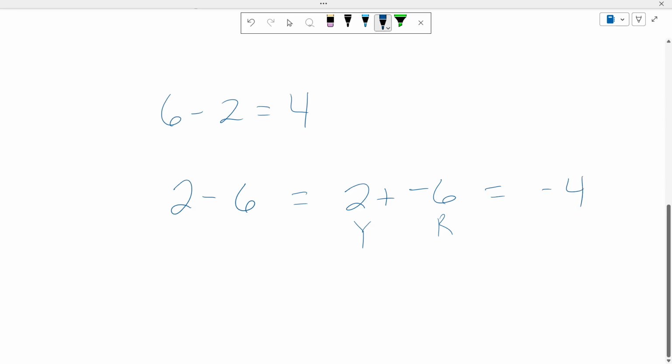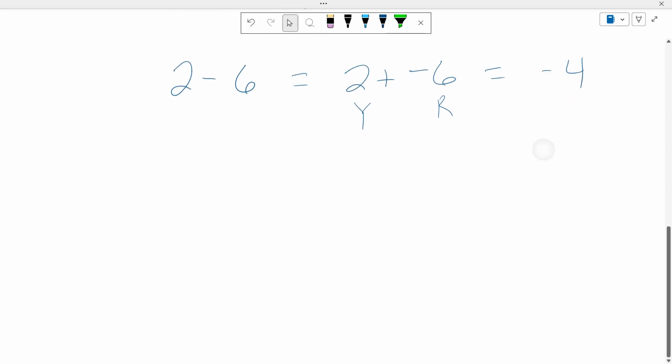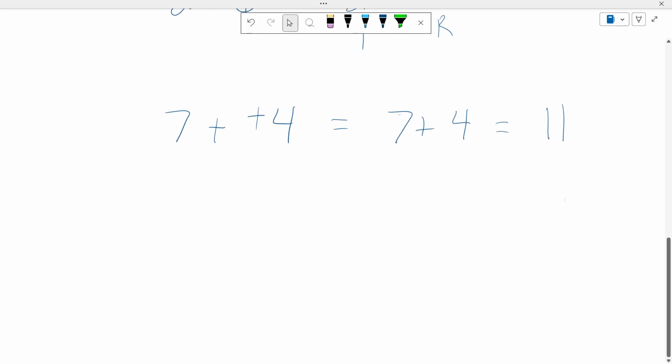-4. Now, some of you can do this without thinking about the tiles. Some of you can just go ahead and figure this out straight, but others, no, which is fine. If we have 7 minus a -4, minus a negative is what? Plus a positive. So 7 minus a -4 is 7 plus 4, which is, what's 7 and 4? 11.